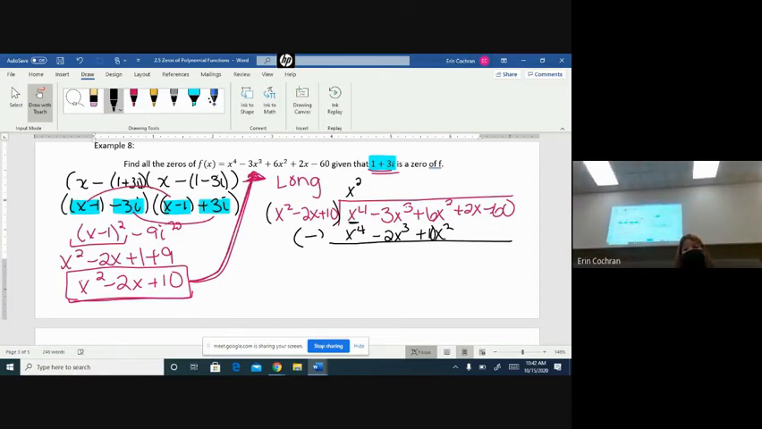X to the fourth minus x to the fourth cancels. Negative 3x cubed minus a negative 2x cubed is negative x cubed, right? Because you would change that. The two negatives make a positive. Negative 6x squared minus 10x squared would be a negative... 4x squared. Bring down the other two.